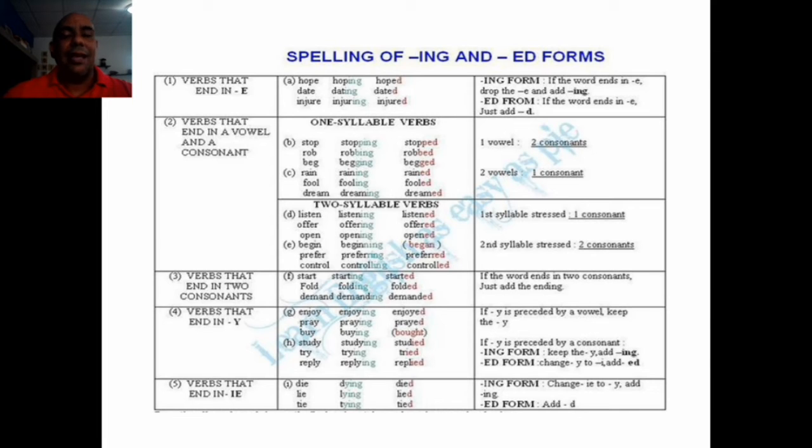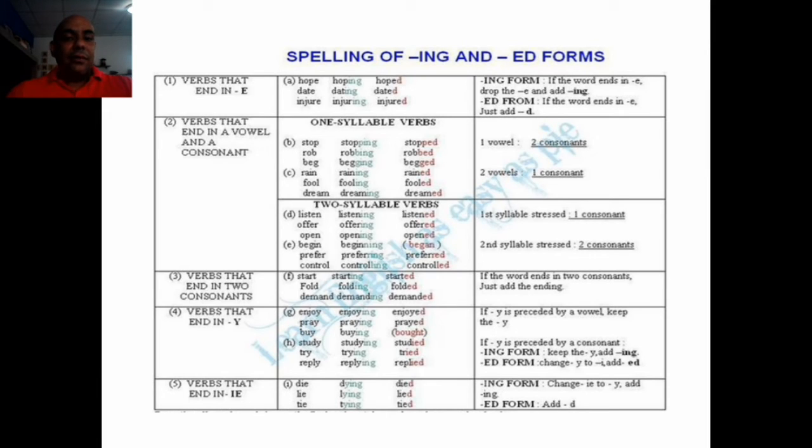If you have a word that ends with e but now you're going to use the ed form, the only thing you need to do is add the letter D at the end. Then you have rule number two, verbs that end in a vowel and a consonant. One syllable word, for example, stop: if you're going to use the ing rule, you need to double up the last letter.